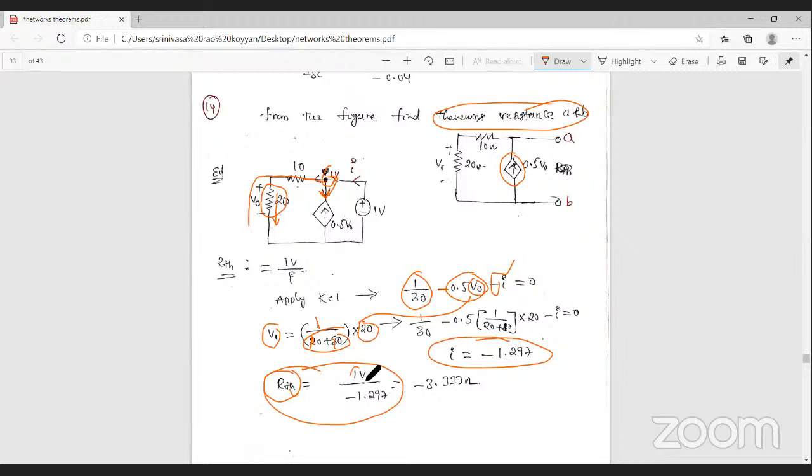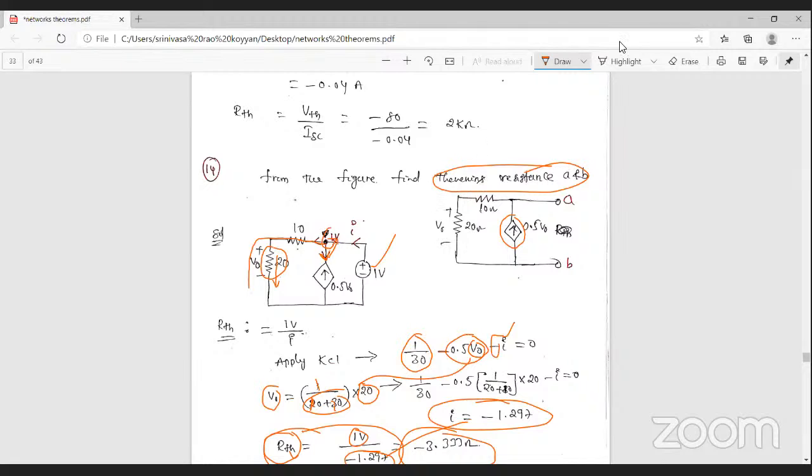RTH is equal to VTH divided by ISC. That is, the VTH value we assume as 1 volt and the I value is minus 1 volt. Then you can get the resistance value. Okay. This is problem number 15. This is completely case number 3, completely dependent sources. Okay.